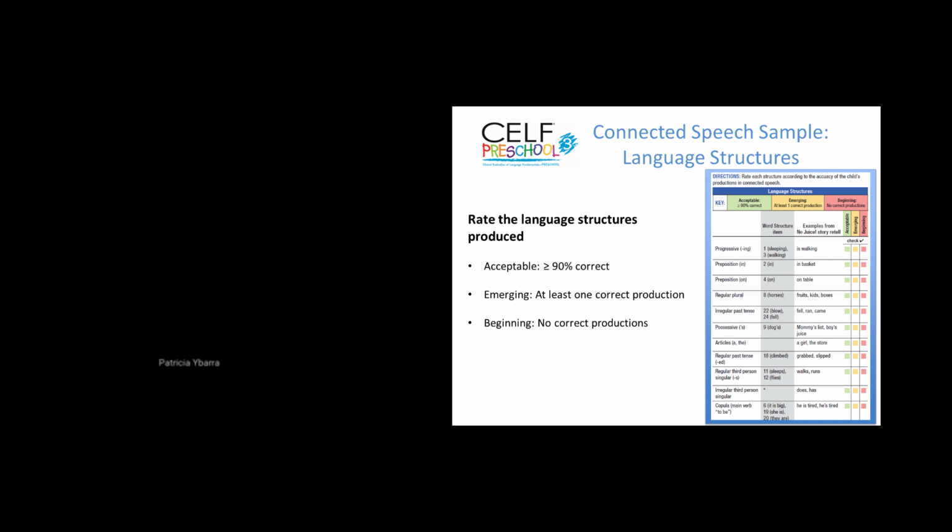The language structures can also be rated as part of the connected speech sample to determine a child's level of mastery with various word structures. So the ratings here are based on mastery data from Brown's stages of language development and data from the performance of children in the CELF Preschool-3 standardization sample. So you can use these results again to decide if they're consistent with performance on structured tests or reported information, etc.